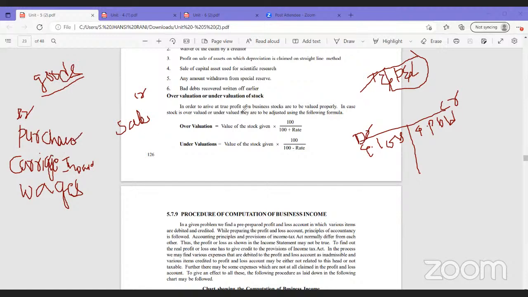Yes, ma'am. The difference of this, see, whatever goods I purchase, it's not mandatory that I will sell all books in the same day or in the same year. No, it's not possible. Some books will be left over in my shop when I am preparing my final accounts. So that books, whatever left over, is called closing stock. That is called closing stock, which is left over.